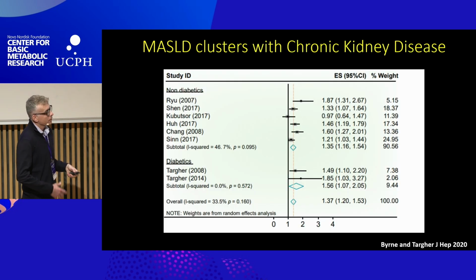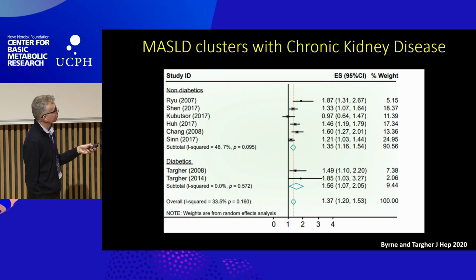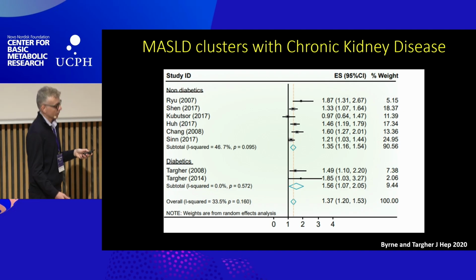And finally, there's also epidemiological evidence that the disease predicts the presence of kidney failure. This is whether you have diabetes or you don't. So it's an independent predictor of chronic kidney failure.